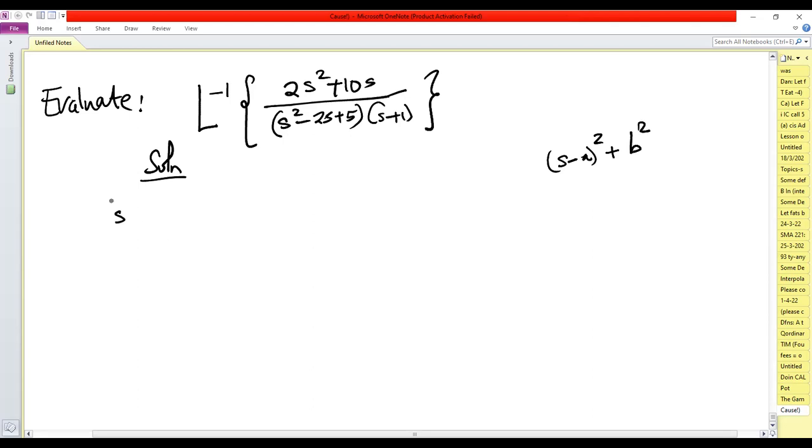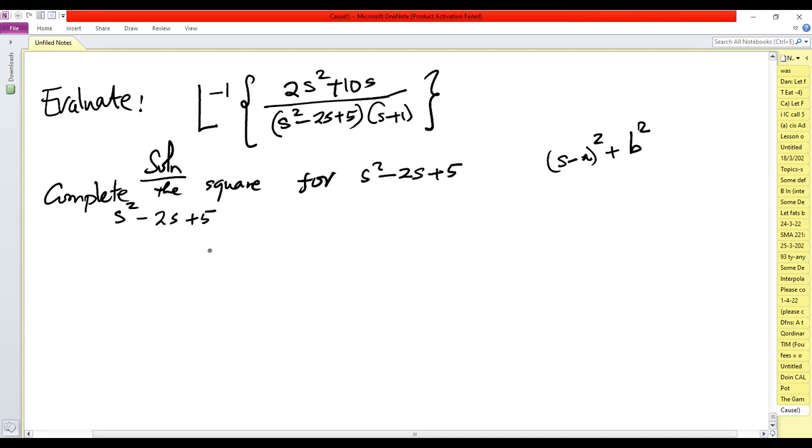Now, let's complete the square for this quadratic term, s squared minus 2s plus 5. Remember, if we have an expression of the form x squared plus bx plus c, to complete the square, we simply add (b over 2) squared and then balance it against c, so that the expression simplifies to the original value.